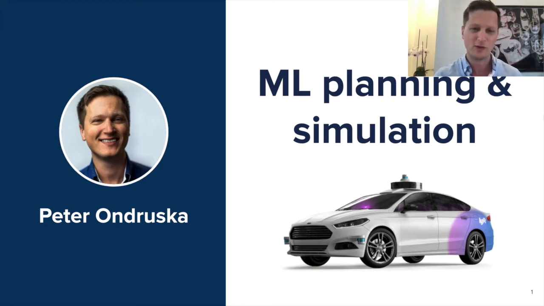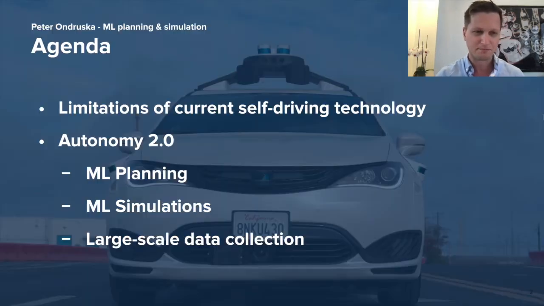In this talk, I would like to tell you about machine learning planning and simulation my team is working on. What I will cover is my views on the limitations of the current self-driving technology that is adopted across the industry. And then I would like to tell you about Autonomy 2.0, which is a machine learning first approach to solving self-driving. And that is composed of three key pieces: machine learning planning, machine learning simulation, and large-scale data collection. What I would like to convince you about is that this is a very promising approach we should all be going towards.